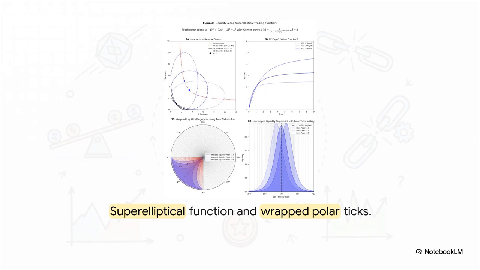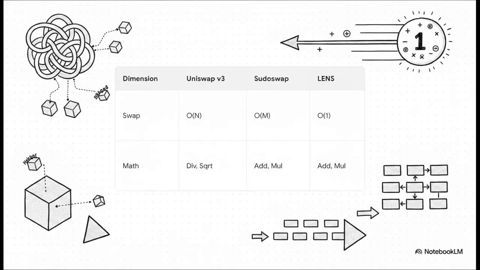Take a look at that super elliptical shape right there, which beautifully concentrates the capital density. And check out those wrapped polar ticks. In a stablecoin pool where everything is perfectly priced at $1, the perfectly neutral polar tick sits exactly at a 45-degree angle. Every subsequent price movement is just measured as an angular deviation from that center. It is incredibly elegant. And this perfectly illustrates why you'd want to escape the limits of Cartesian designs.